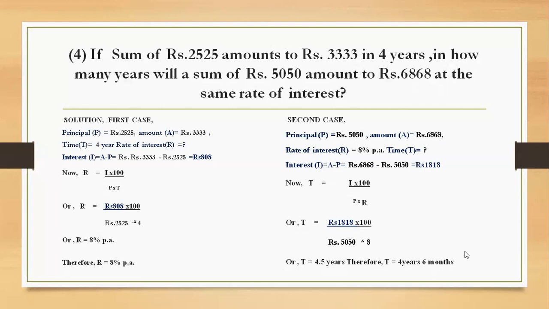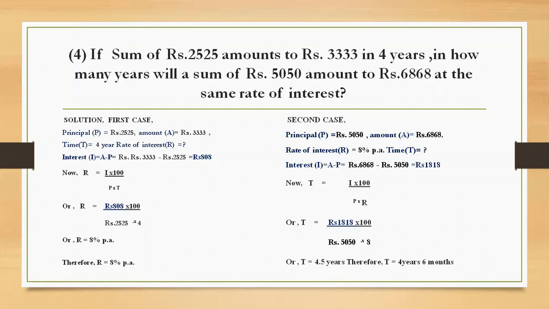Time. It is asking to find time, yes. Time equals simple interest into 100 by P into R. Then put the values. You are allowed to use a calculator. You can cancel also, up and down. Then you will get 4.5 years.